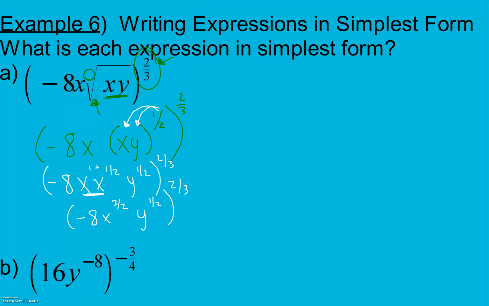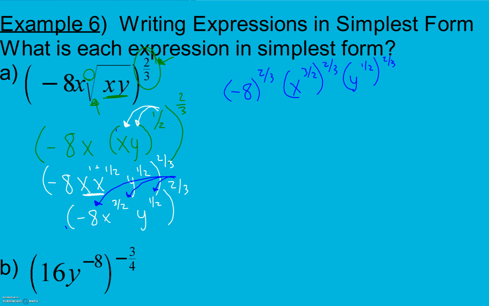Now, just like I did here with my half, I'm going to do the same thing with my 2/3. I can take that 2/3 as an exponent to every factor inside my parentheses. Because the 2/3 is touching this parenthesis, it goes to everything inside there. So I have negative 8 to the 2/3. I have x to the 3/2 raised to the 2/3. And I have y to the 1/2 raised to the 2/3.